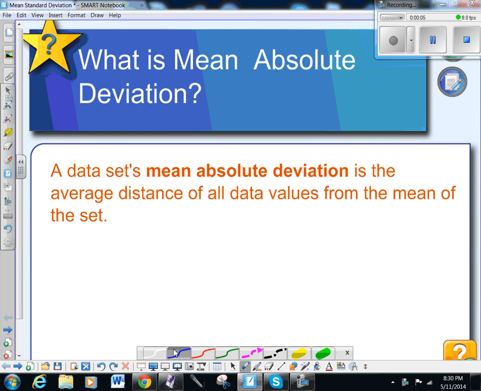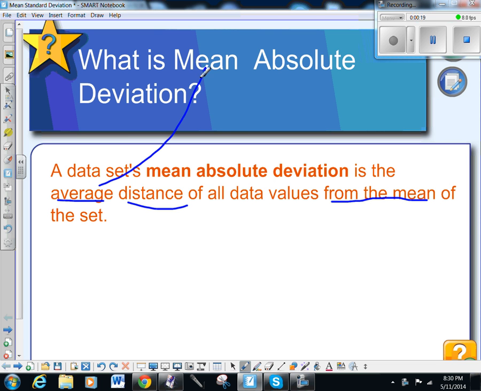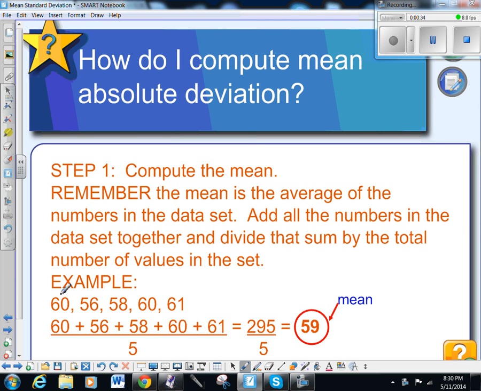Mean absolute deviation. Mean absolute deviation is what the definition says. It's the average distance of all data values from the mean of the set. So average is mean, distance is absolute, and from the mean, again, is what you need to do. So let's look at what's going on with this.